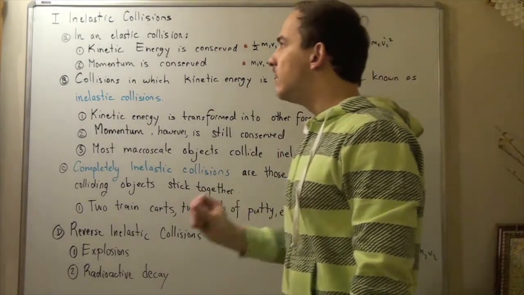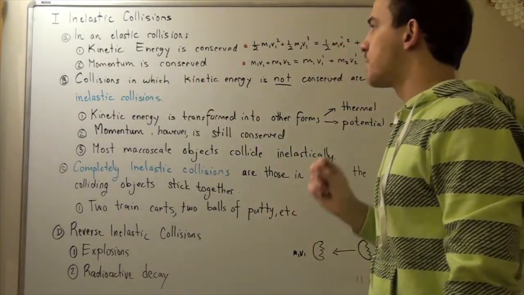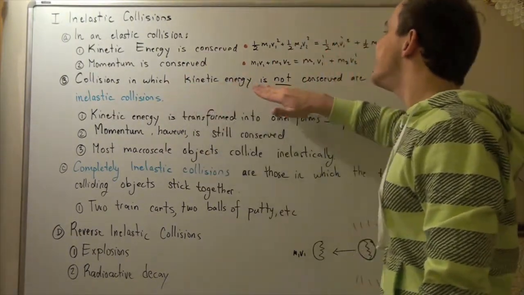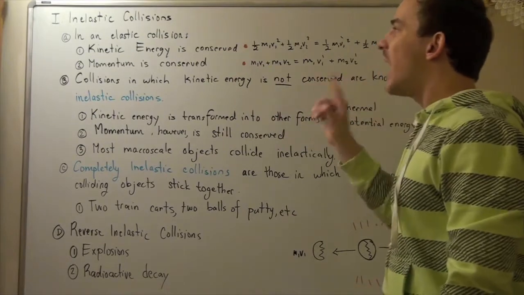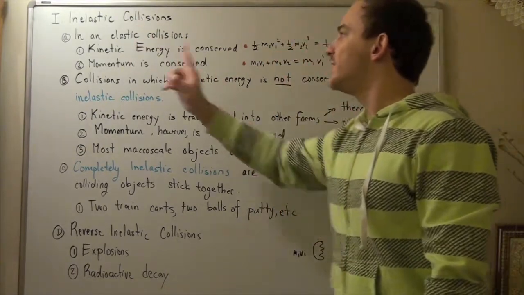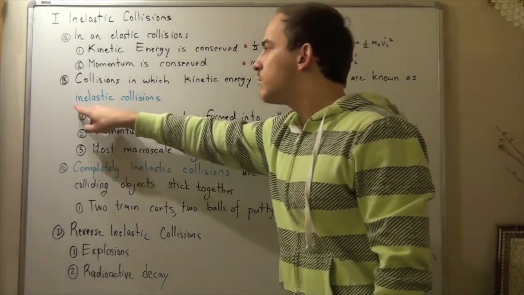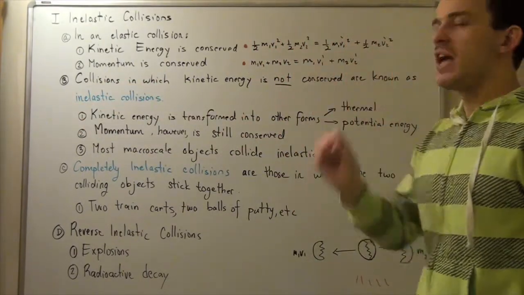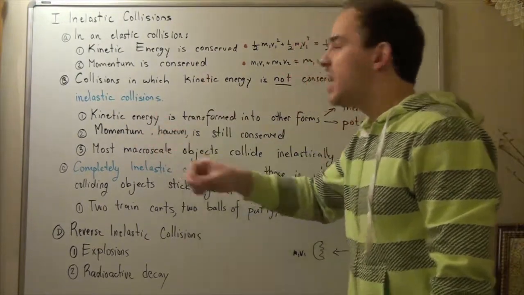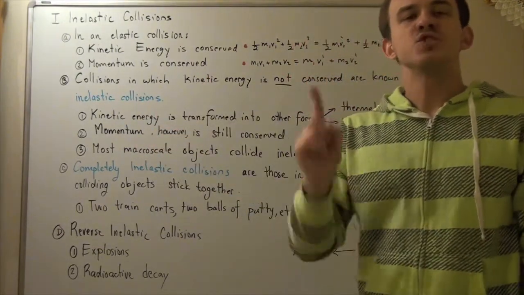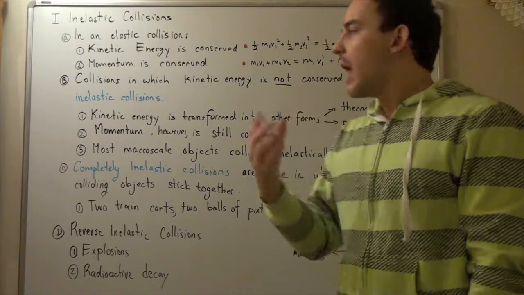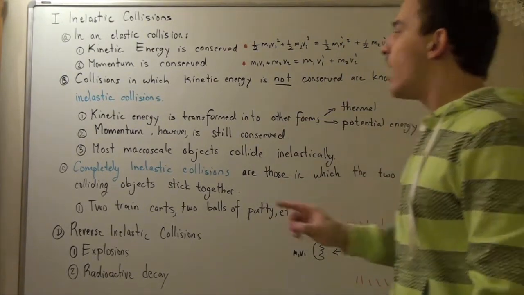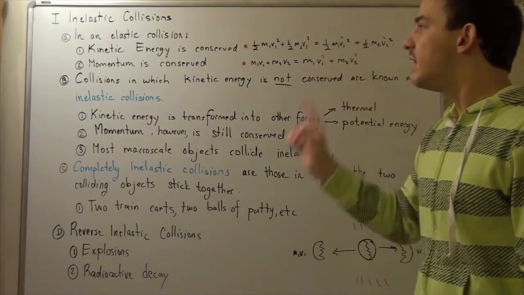So now let's look at inelastic collisions. These are collisions in which kinetic energy is not conserved. So, unlike elastic collisions where kinetic energy is conserved, whenever we talk about inelastic collisions, kinetic energy is not conserved. And that means that kinetic energy must be transformed into some other form of energy, like, for example, thermal energy or potential energy. Now, momentum, however, is still conserved.